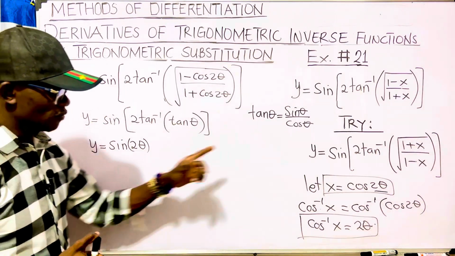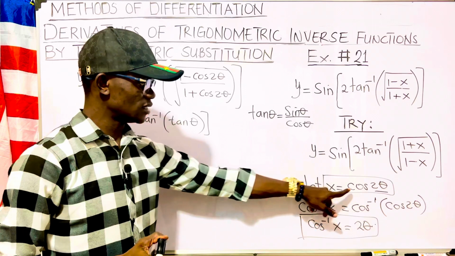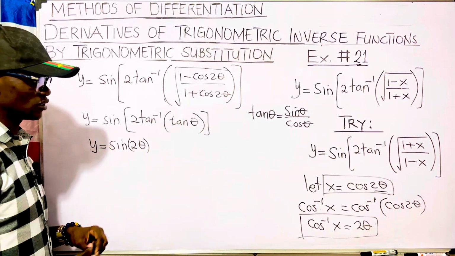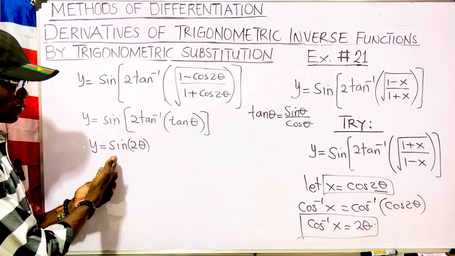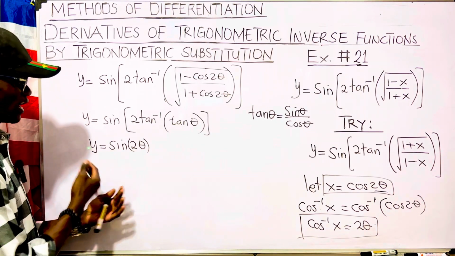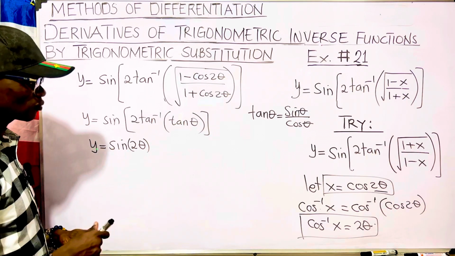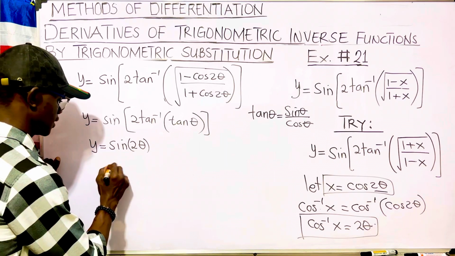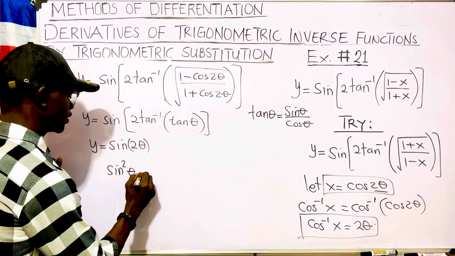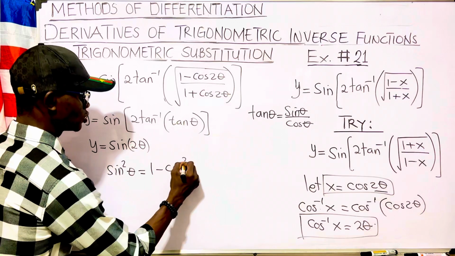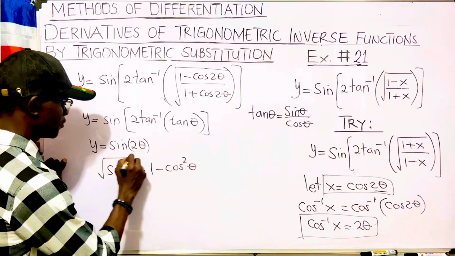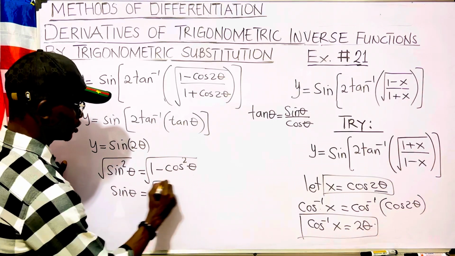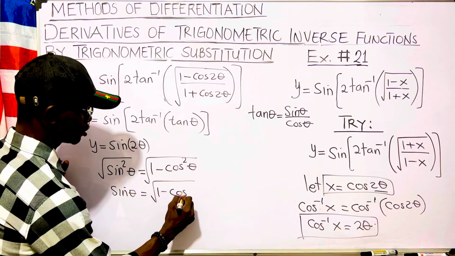But the substitution tells us that x is equal to cos of 2 theta. And now here we have sine of 2 theta. So we cannot just use this. We have to rewrite this in terms of cos. But what do we know? Fundamentally, from the Pythagorean identity, we know that sine squared theta equals 1 minus cos squared theta. So we take the square root on both sides. It means sine of theta is just equal to the square root of 1 minus cos squared theta.